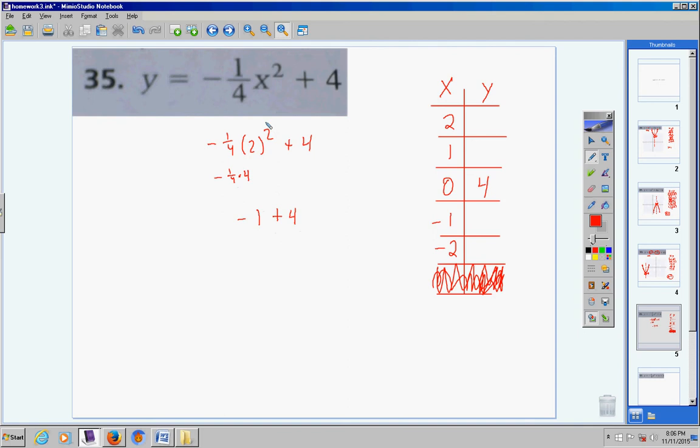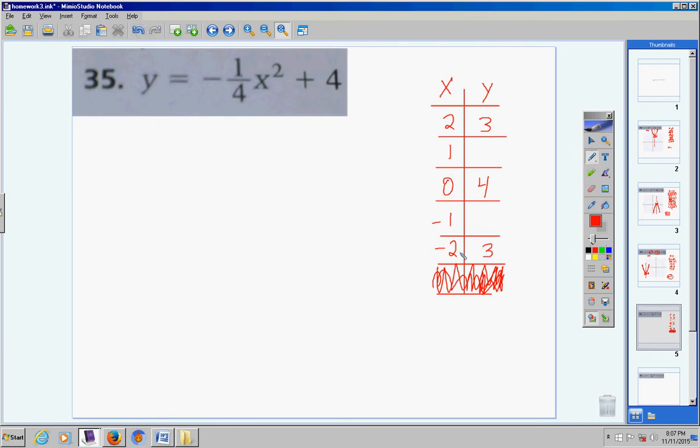Let's look at it again. You first simplify or do your exponents. 2 times 2 is 4. You have negative 1/4 times this. So 2 times 2 is 4, and 4 times negative 1/4 is negative 1. Combine those and you get 3. So there we go. Because I have a whole number right here, I should also get a 3 down here.